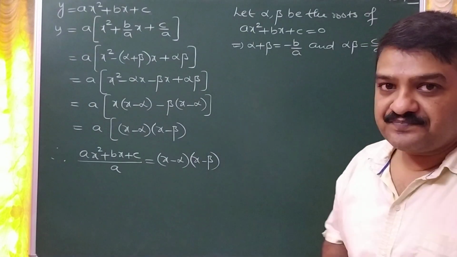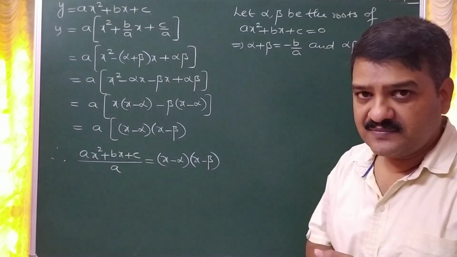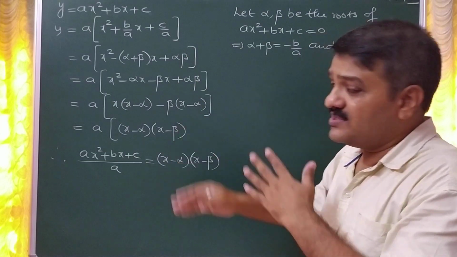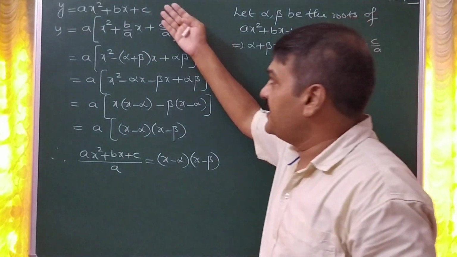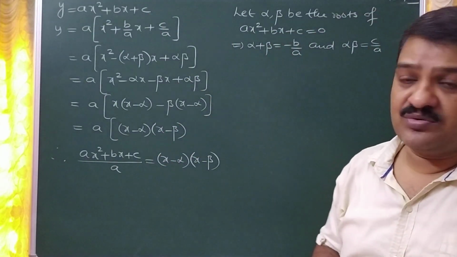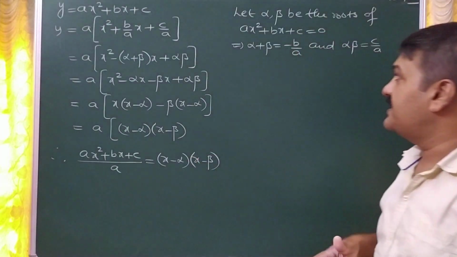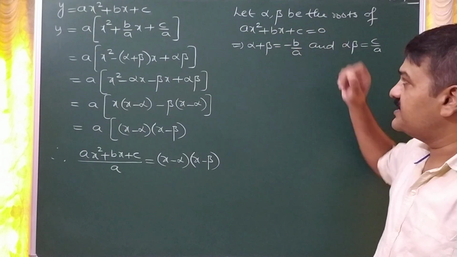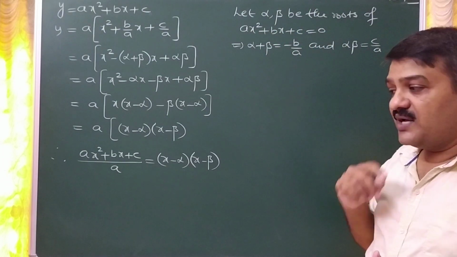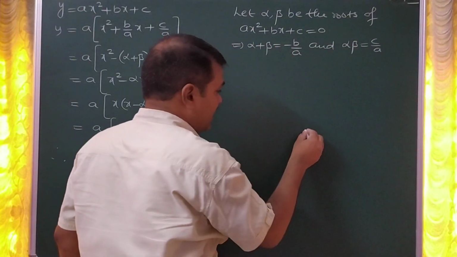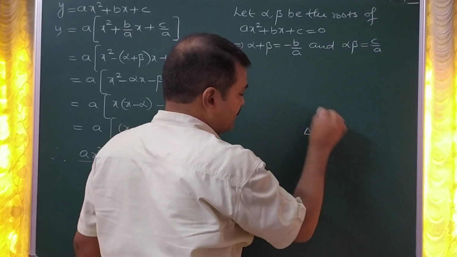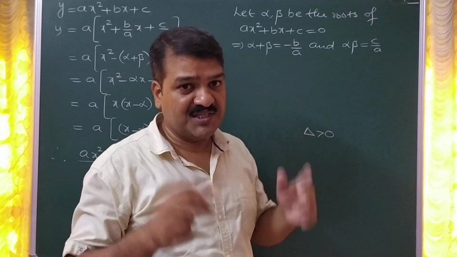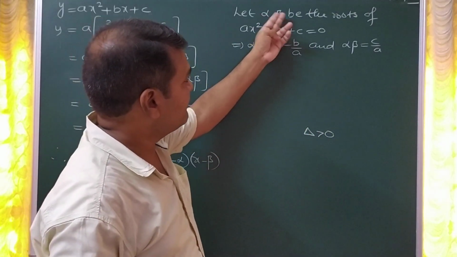We have the process of factorizing, or expressing the quadratic expression in terms of its roots, like this. Let alpha, beta be the roots of ax square plus bx plus c equal to 0. We are discussing the case of delta greater than 0, which means the equation has real roots which are distinct. So let me take the roots as alpha, beta.